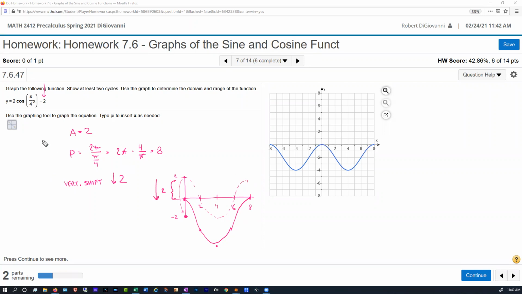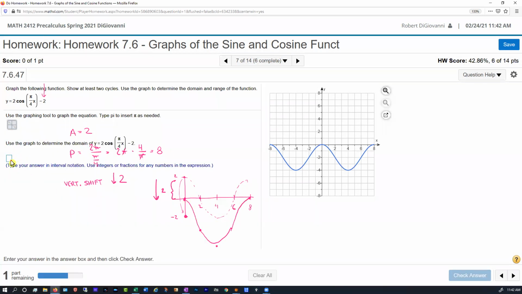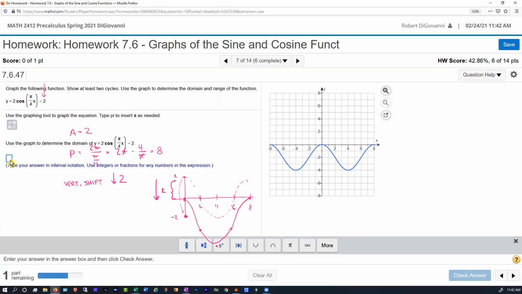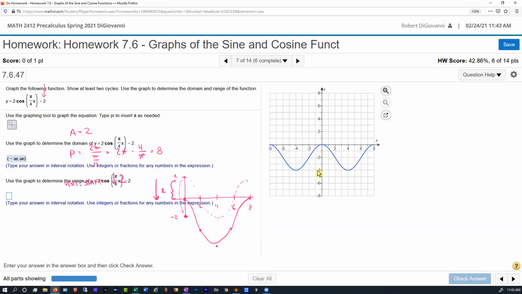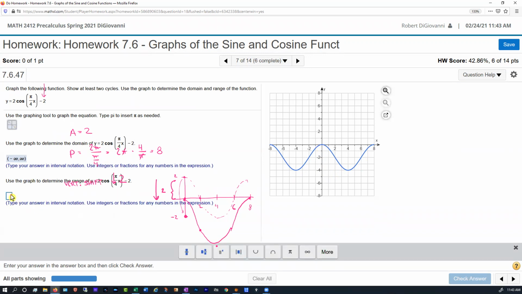All right, now in looking at this, we can answer the next parts. Okay, domain. So we still have -infinity to infinity. But the range is going to be a little bit different here. Notice that the smallest value I get is -4, and the biggest value I get is 0. So our range should go from -4 to 0. That's because we moved everything down.